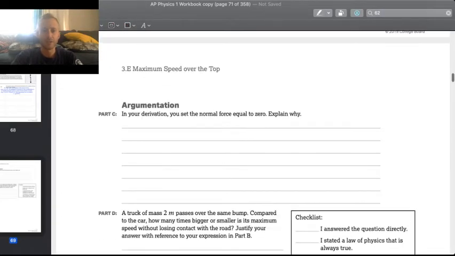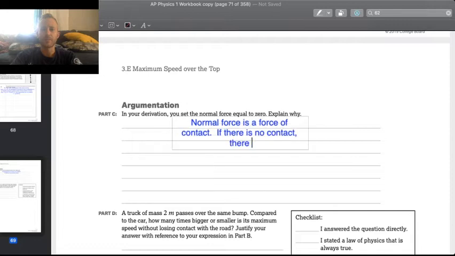In your derivation, you set the normal force equal to 0. Why? So I would say normal force is a force of contact. If there is no contact, there can be no normal force.